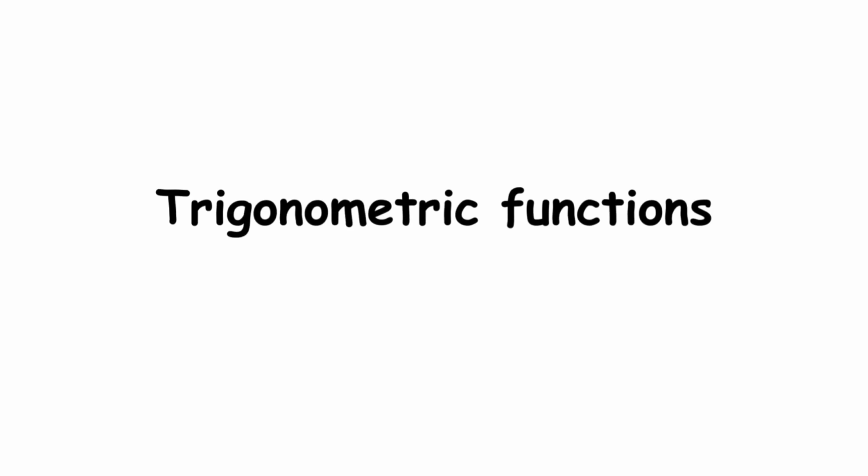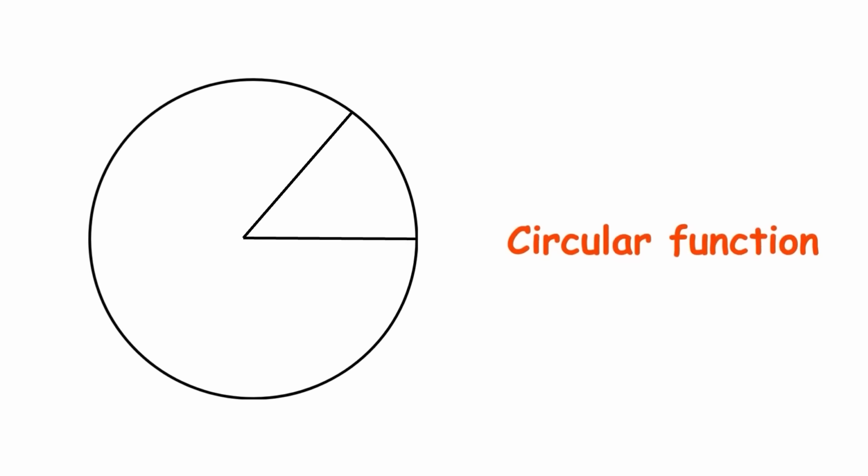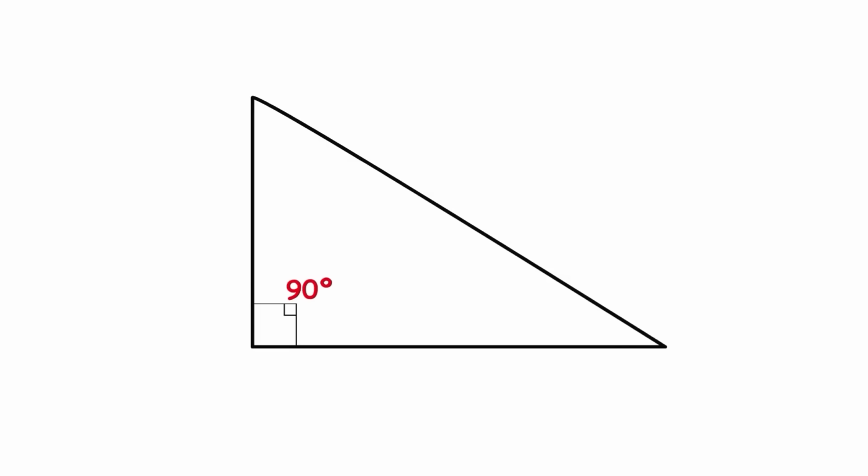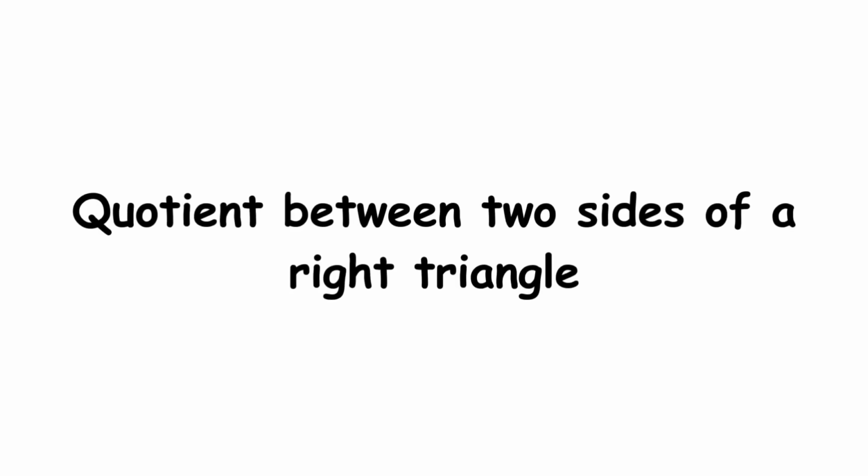Trigonometric functions. A trigonometric function, also called a circular function, is one that is defined by the application of a trigonometric ratio to the different values of the independent variable, which must be expressed in radians. Trigonometric functions are also mathematical relationships that apply to right angles and are defined as the quotient between two sides of a right triangle.